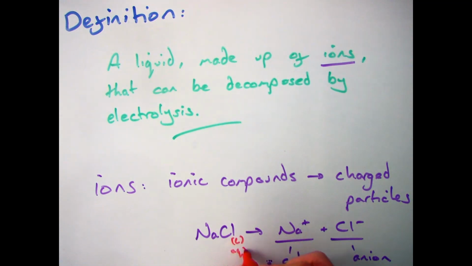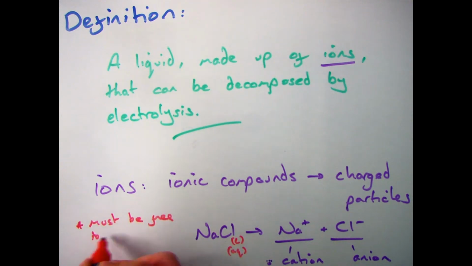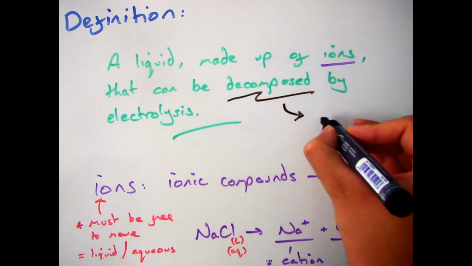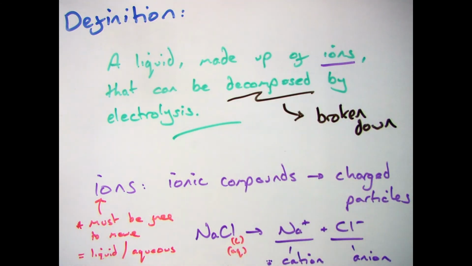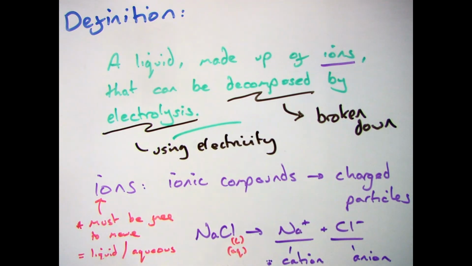Now, as we've seen in the definition, it must be a liquid. So an electrolyte is always a liquid. That can be melted, molten, or it can be dissolved in solution, aqueous. But the charged particles must be free to move, otherwise it is not an electrolyte. The second part of the definition, decomposed by electrolysis, means broken down using electricity. So you're taking an ionic compound, dissolving it or melting it, and then using electricity to break it back into its original elements.